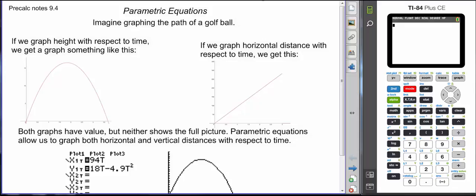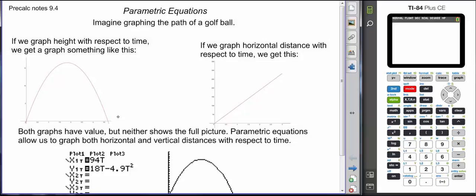First of all, maybe I should start with this scenario. If we were to graph something like the path of a golf ball, there'd be different ways to think about it. One way, the first graph over here, is where this represents time, that's the x-axis, and then the y-axis represents the height of the golf ball. So you get this parabolic shape. It's gravity taking effect, right? And so we get that shape.